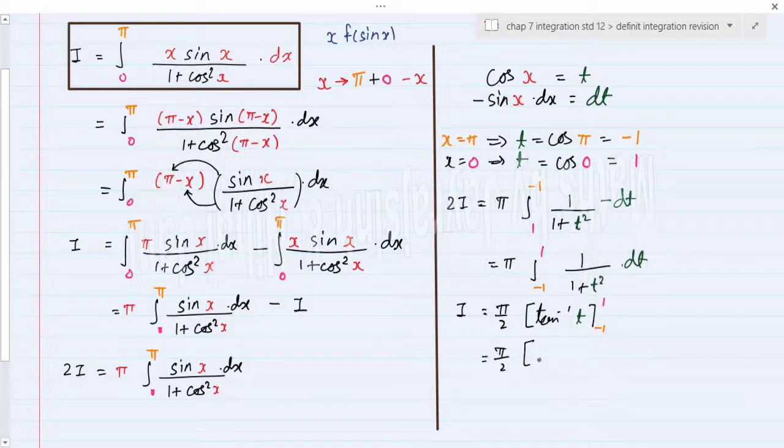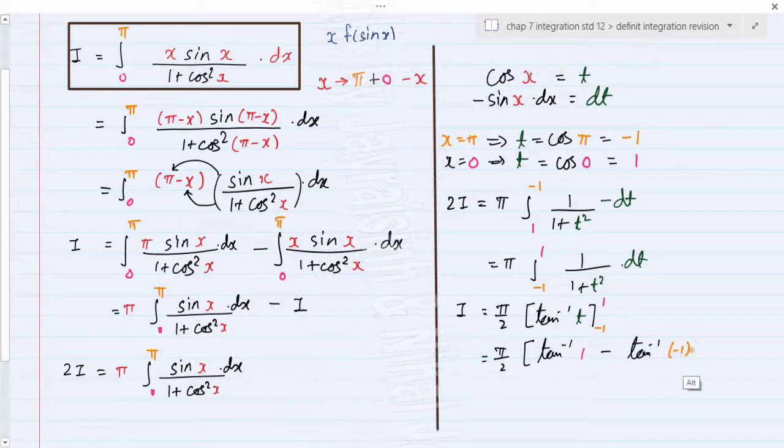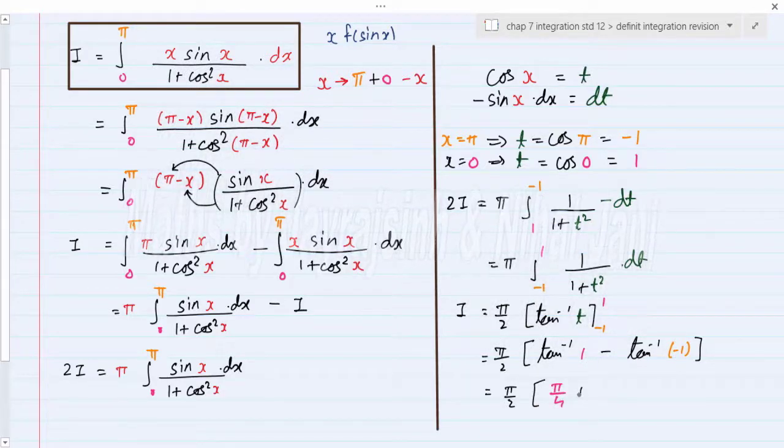So pi by 2 will be as it is. Tan inverse of the upper limit 1 minus tan inverse of the lower limit minus 1. So finally here we'll get pi by 2 into (tan inverse 1, which is pi by 4, plus pi by 4), which will give us pi by 2. So pi by 2 into pi by 2 will give us pi square by 4, which is your final answer.